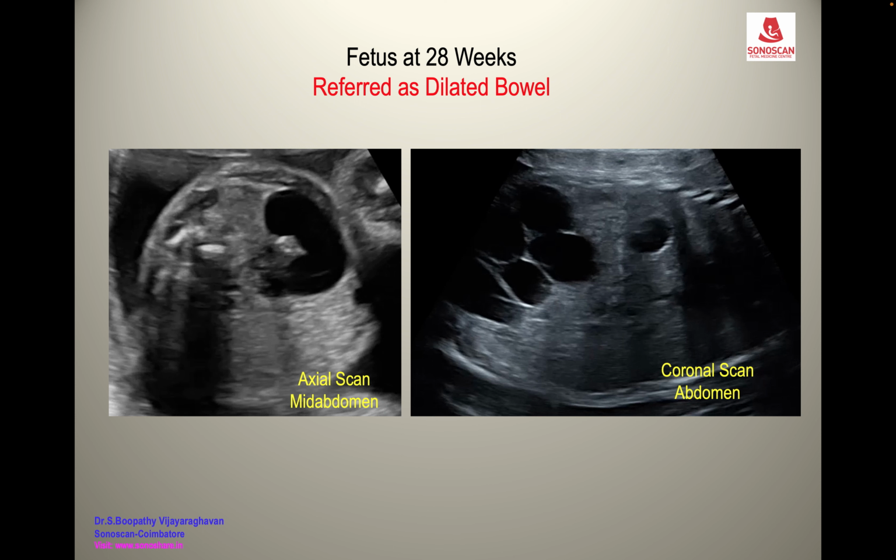Now the image on the left is an axial scan of the mid-abdomen and the image on the right is a coronal scan of the fetal abdomen, and you see what looks like a dilated loop of bowel. In the coronal scan you see the bladder, stomach, and you see multiple interconnecting tubular cystic areas which have been diagnosed as dilated bowel by the previous operator.